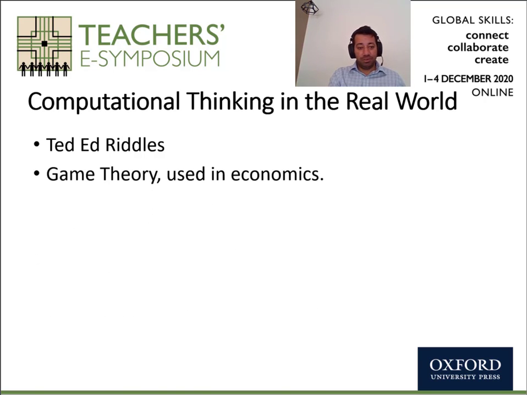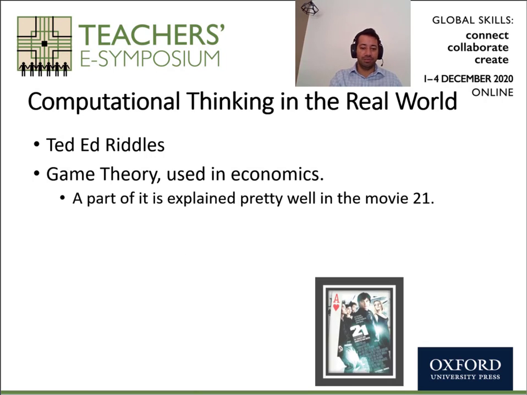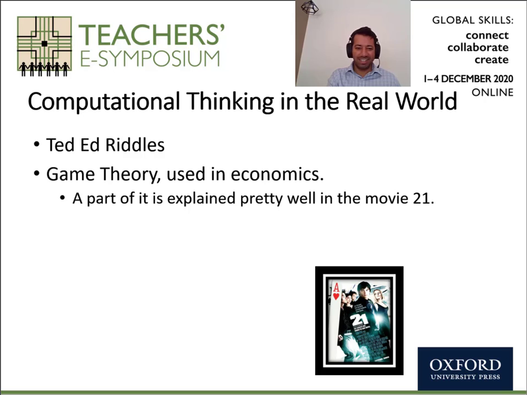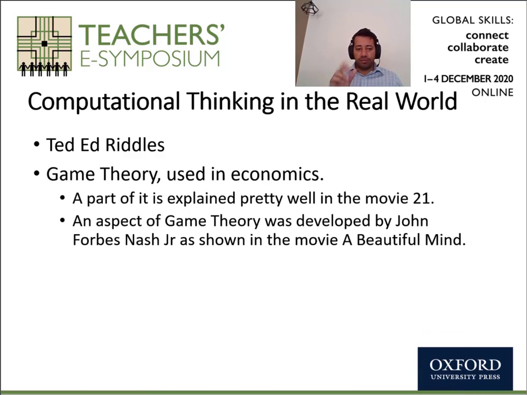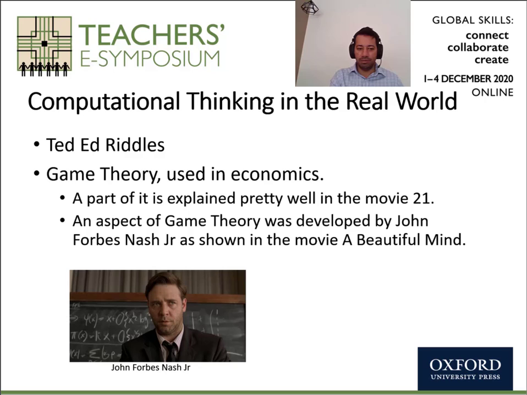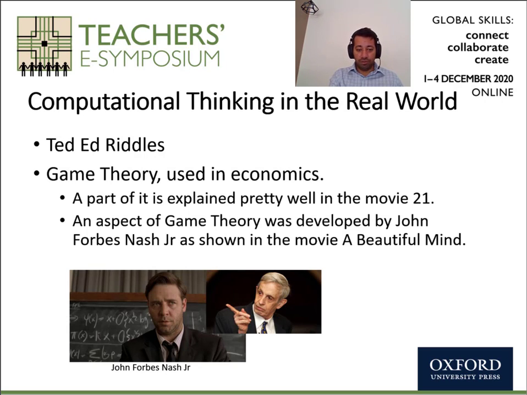There's game theory, which is used in economics, right? This is definitely a method of computational thinking. It was explained pretty well in the movie 21. I'm pretty sure most of you have seen this movie. It's about counting cards, but yes, it uses game theory. It was also demonstrated, a part of it was demonstrated in the movie A Beautiful Mind, right? The mathematician John Forbes Nash Jr. showed an aspect of it. That's Russell Crowe. There's the real John Forbes Nash Jr.